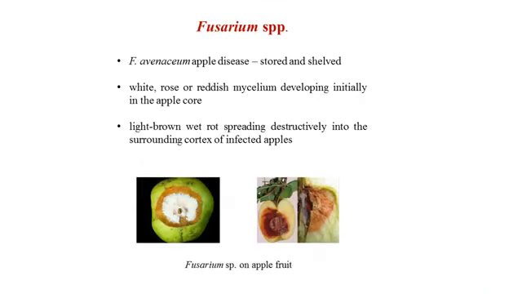And the most important of all of these phytopathogenic fungi is the genus Fusarium, especially in this work. Fusarium infection is recognized as white, rose, or reddish mycelium developing initially in the apple core. On the apple fruit, it causes light brown, wet rot spreading destructively into the surrounding cortex of infected apples. That is represented in these two pictures.